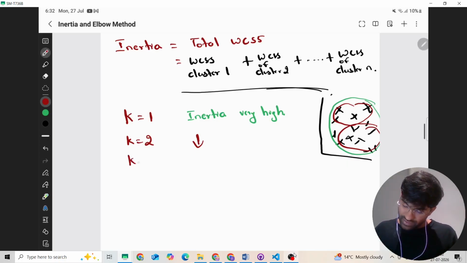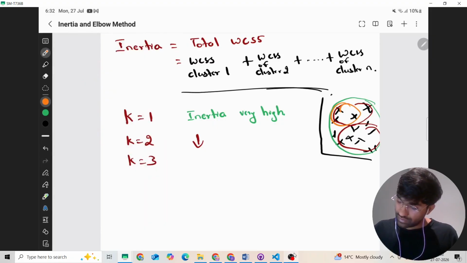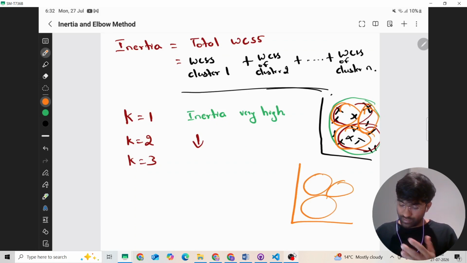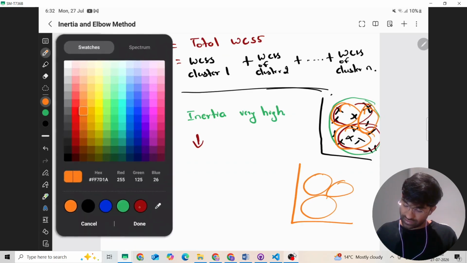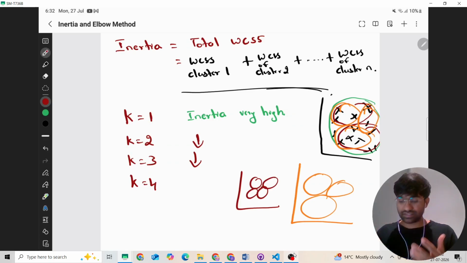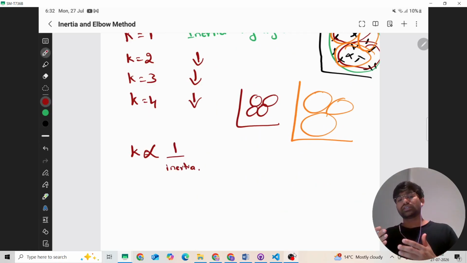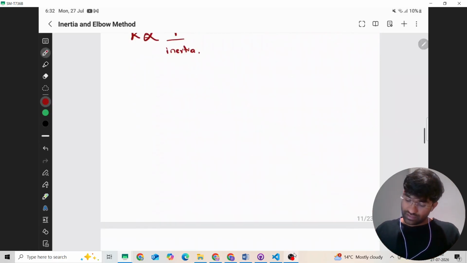And if we increase again, k is equal to 3, then we have three clusters, 1, 2, and 3, highly compact now. That means inertia is decreasing. Now k is equal to 4. Again, with 4 clusters, compactness increases and inertia decreases. That means k is inversely proportional to inertia. As the number of k's increases, the inertia goes on decreasing. Then when to stop?